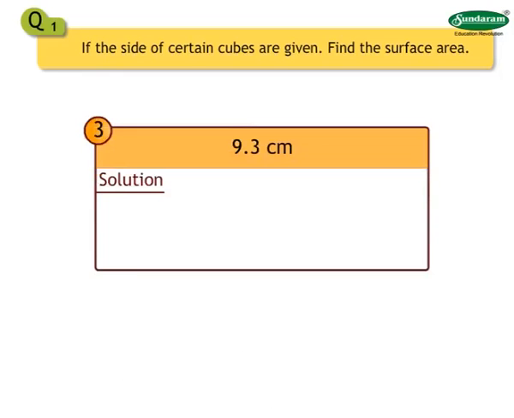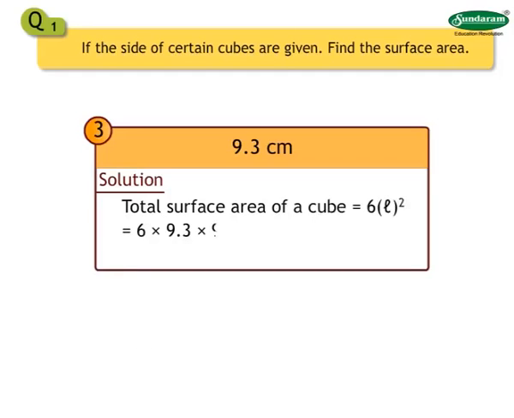3. 9.3 centimeters. Solution. Total surface area is 6 into length square, which is 6 into 9.3 into 9.3 equal to 518.94 square centimeters.